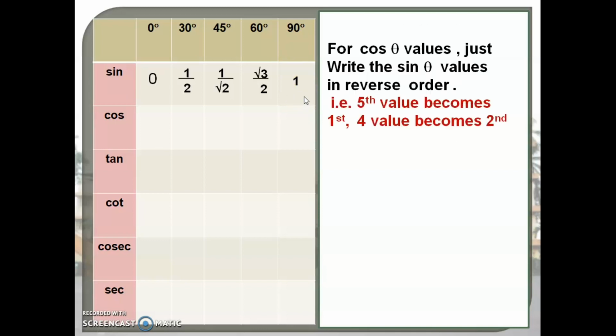Now cos values are exactly the reverse order of the sine values. So the fifth value becomes the first, the fourth value becomes the second, and so on. Thus we write down the cos values in the reverse order. You can see here the last value has become first, the fourth value has become second, the third value comes here, the second value comes at 60 degree, and the last value is 0, which is the first value of sine. So this way the cos values are the reverse order of the sine values.